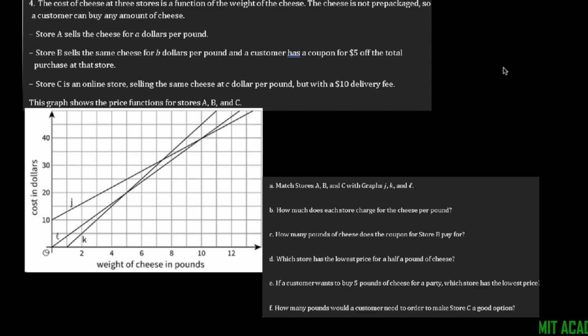So it says the cost of cheese at 3 stores is a function of the weight of the cheese. And it says the cheese is not prepackaged, so a customer can buy any amount of cheese. Since it says a function of weight, the independent variable is going to be the weight, meaning the x-axis, and the dependent variable is going to be the cost, which is going to be the y-axis. And so it gives us some information.